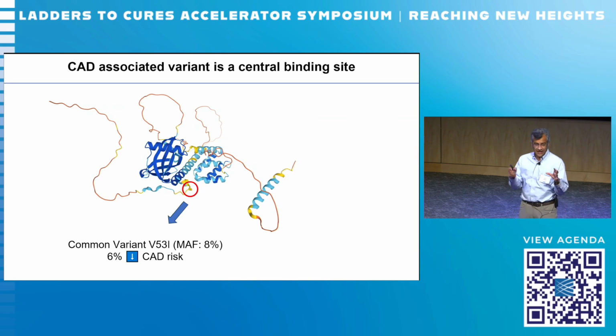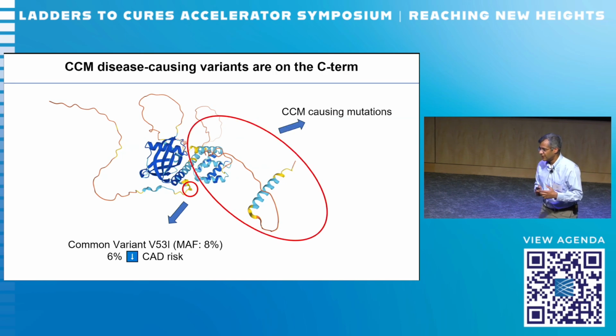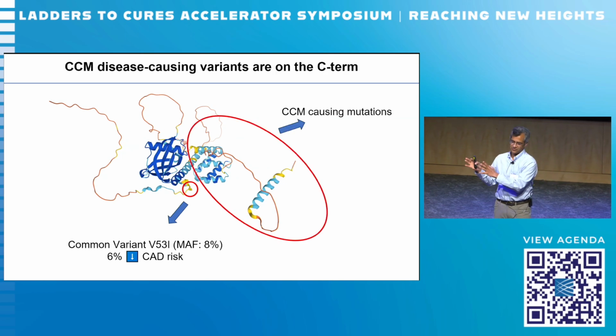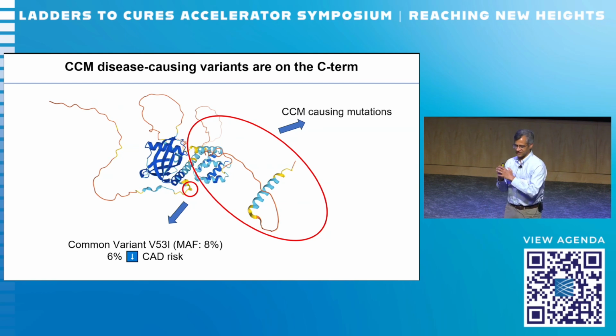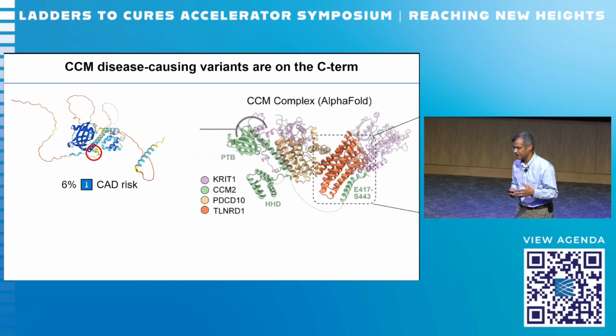And so just to begin with, what we've done with the Broad community and the Ladders to Cure community is that we found that the coding mutation that's associated with decreased CAD risk is at this one spot in the CCM protein. Its minor allele frequency is 8%, so it probably doesn't affect risk of a rare disease. But the CCM-causing mutations are all on the C-terminus end. They affect maybe other properties. And so what are those other properties? Are there different proteins that bind at each site?